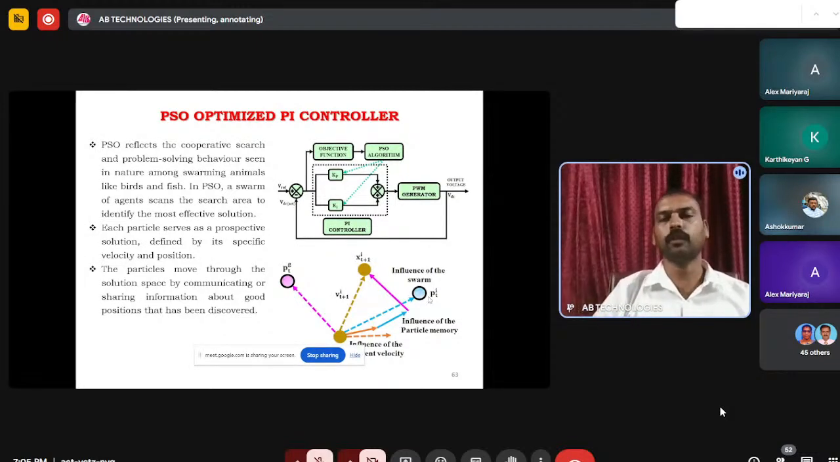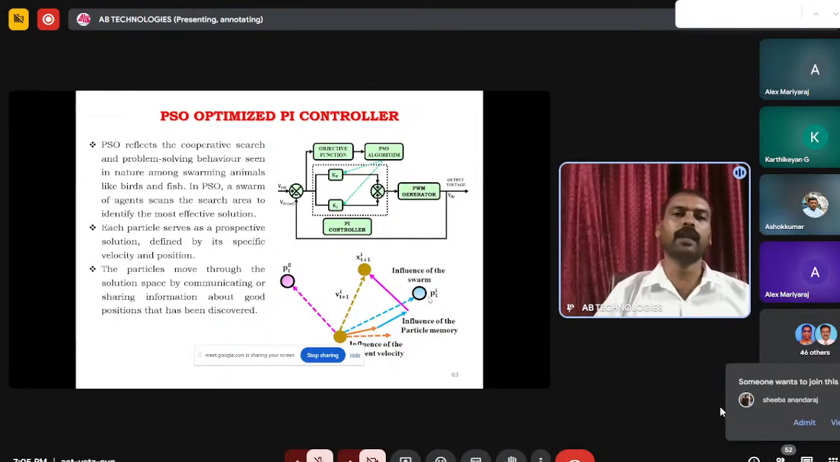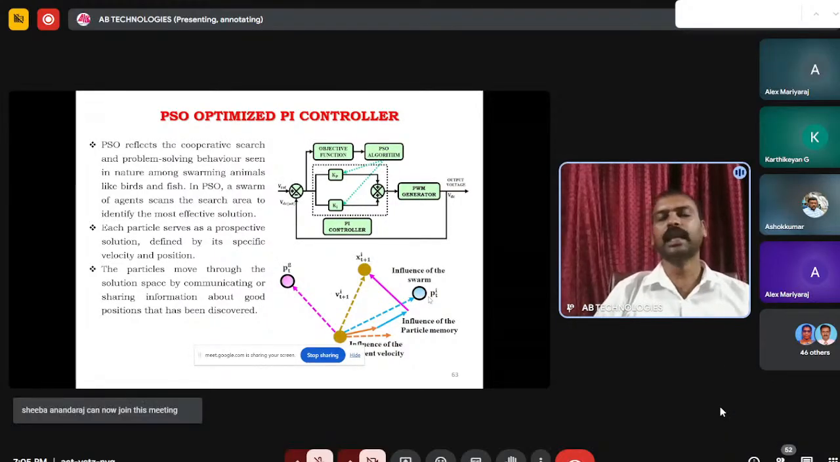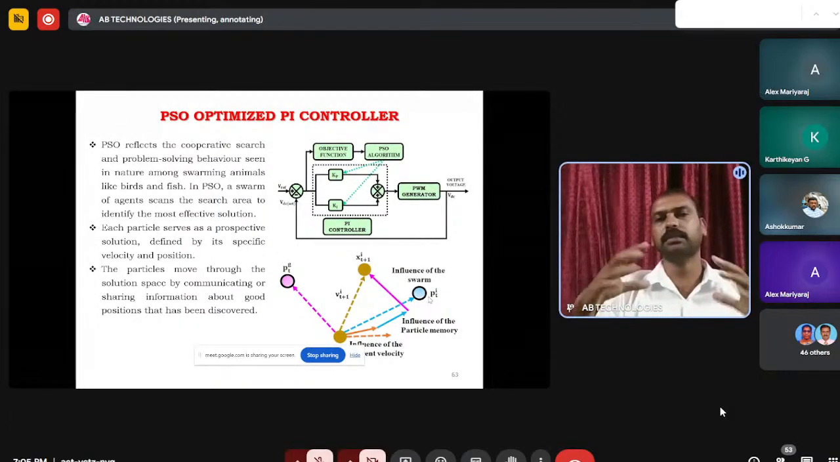For online tuning, you need an FPGA controller, a 10-bit FPGA controller, a VLSI processor, as well as a MATLAB simulating circuit, MATLAB software. For offline tuning, no need. So with the help of MATLAB coding, we can generate the KP as well as KA value. So what is the objective function?